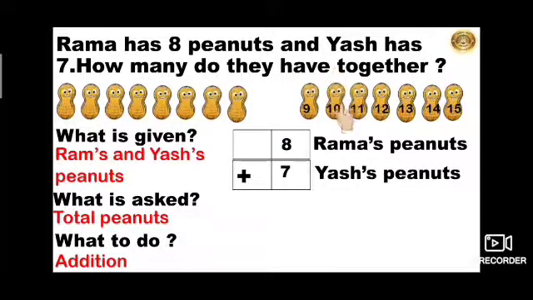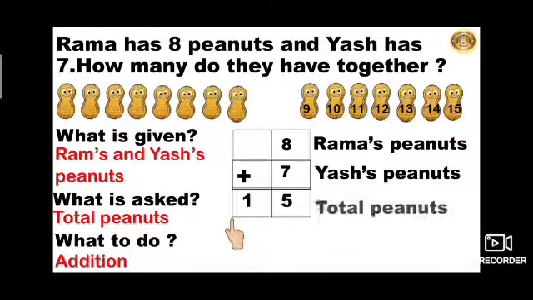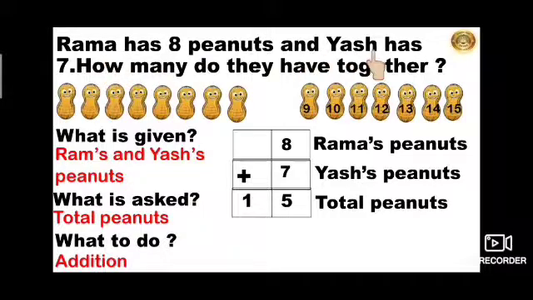9, 10, 11, 12, 13, 14, 15. We step forward by 7. So what will you get? Means the last number, 15. Means the total peanuts we have here is 15. The answer will be: Rama and Yash together have 15 peanuts.